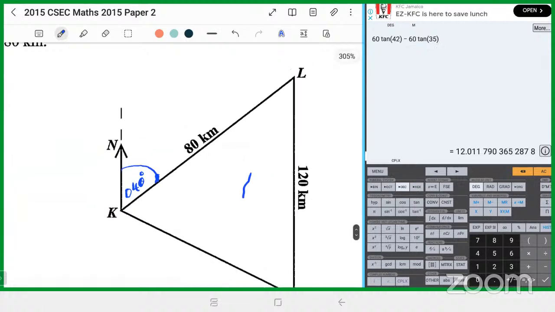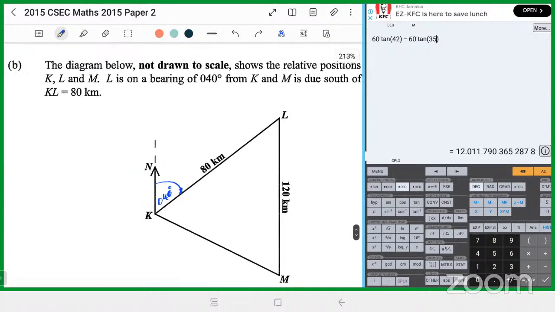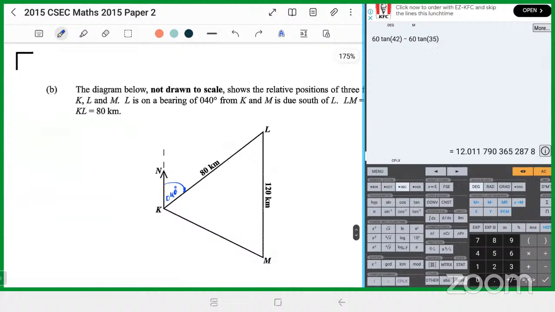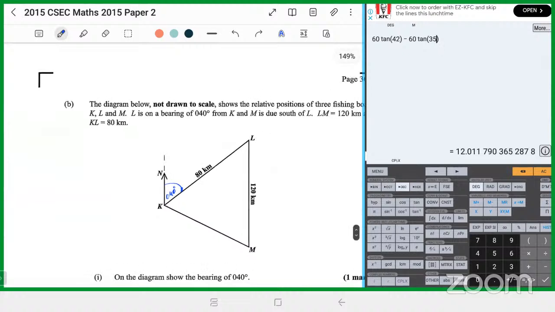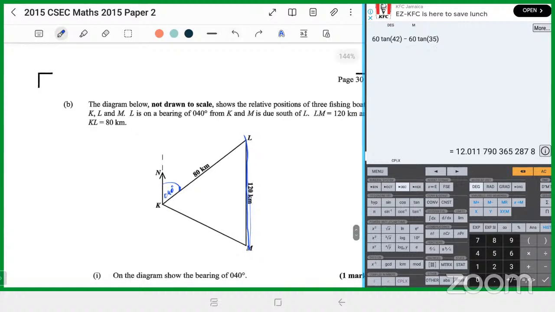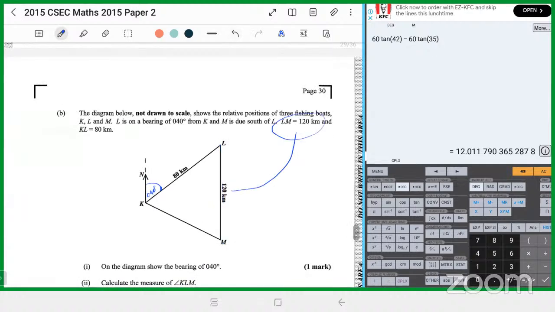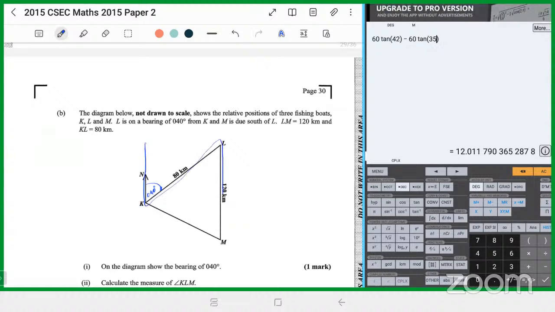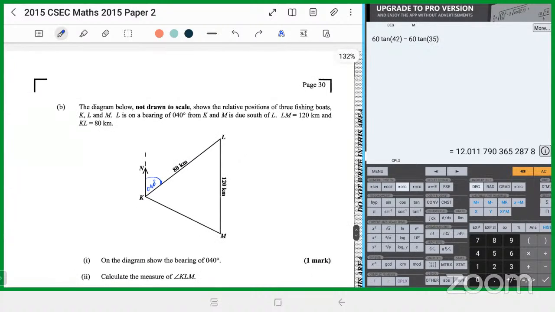And it says M is due south of L. So that's a straight vertical line. So these two lines are parallel. That's a north-south line. It says that distance here is 120. So that's on the diagram. And this distance is 80. Because of this Z, the angle inside is 40. Z angles, 40 degrees. On the diagram should bring us 040 degrees.